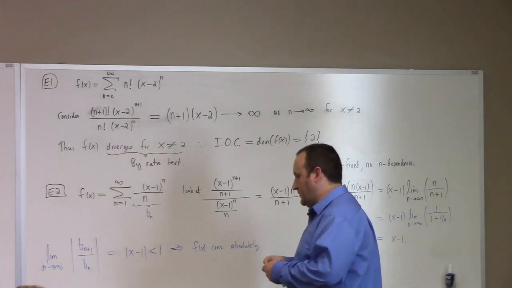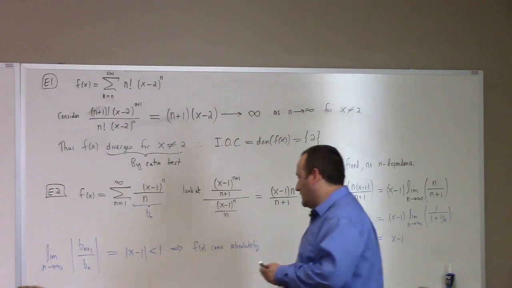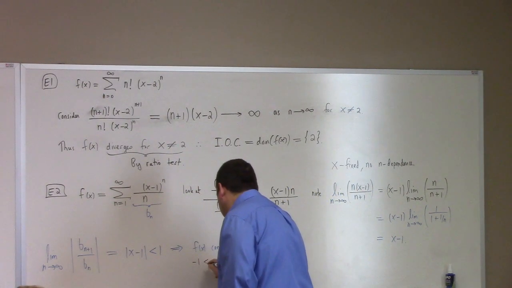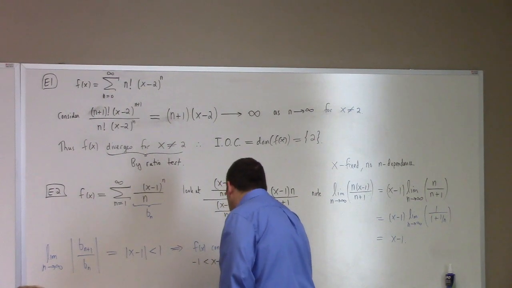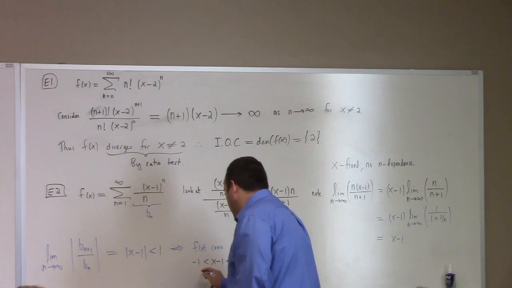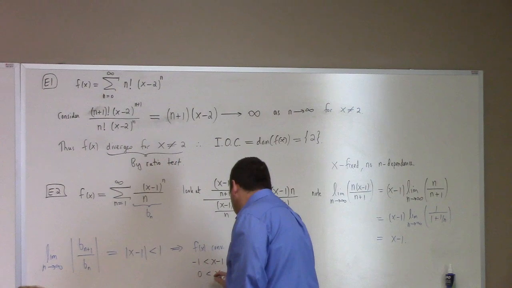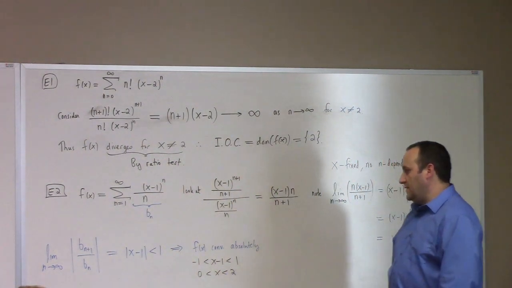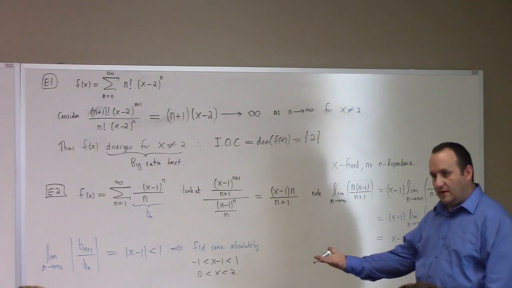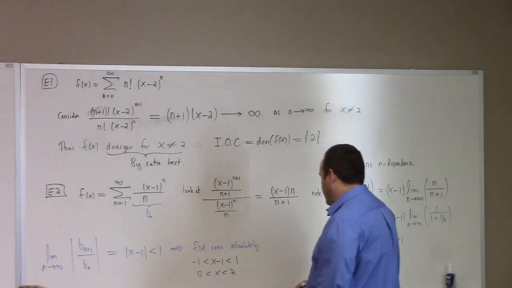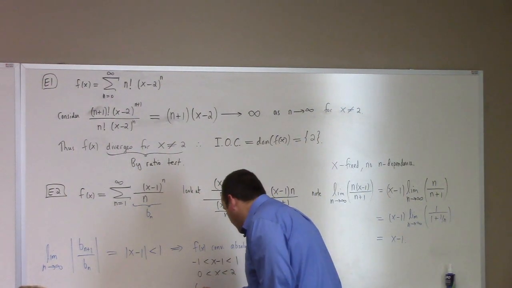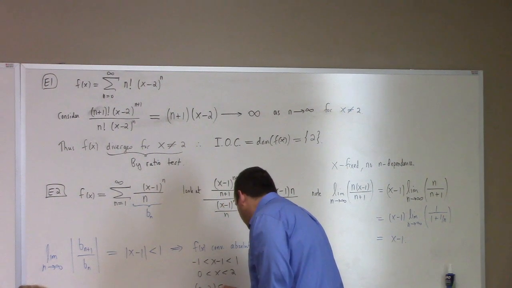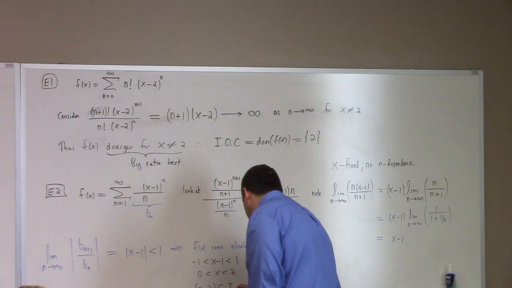So we have to take that apart. What does this mean? That means minus 1 less than x minus 1 less than 1, right? In other words, 0 less than x less than 2. So what I've done so far is, in other words, I have that (0, 2) is a subset of the interval of convergence.